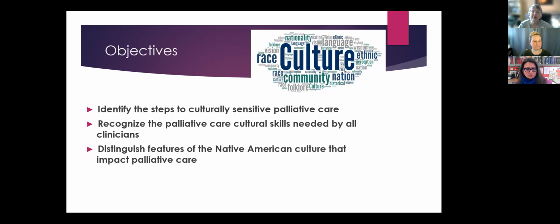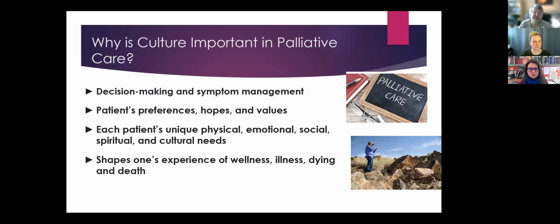And to distinguish some of the features from the Native American culture that can impact that. And trust me, what you're going to learn today will actually improve anyone that you take care of. It shouldn't be specifically to Native Americans because it is so rich with all the things that we have. So why is it important? We need to kind of start from the beginning here.